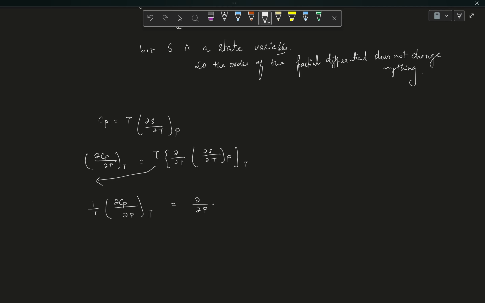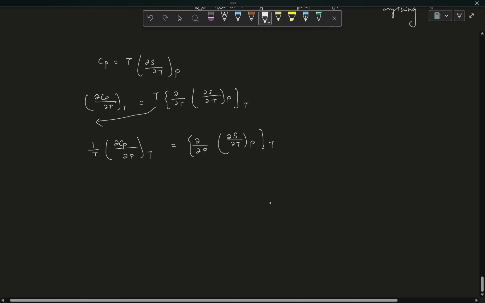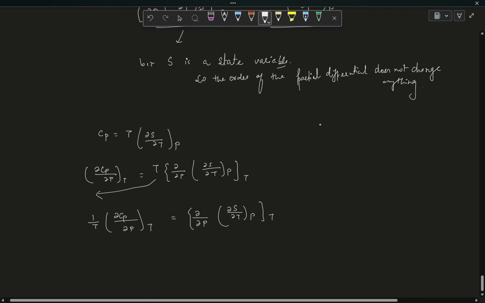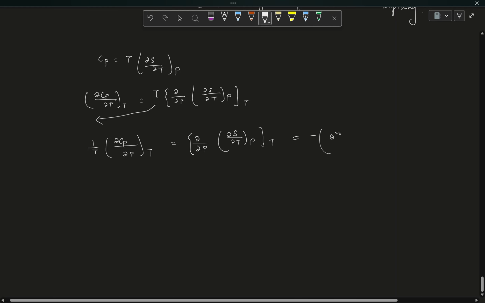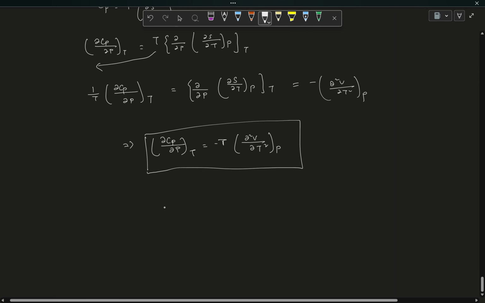So this is del P of del S del T at P constant, at T constant. Now this term you already know is minus del 2V del T2 at P constant. So you can substitute that here. So what you have is del Cp by del P at T constant is simply minus T times del 2V by del T2 at constant P. Okay, so this is your final thing.